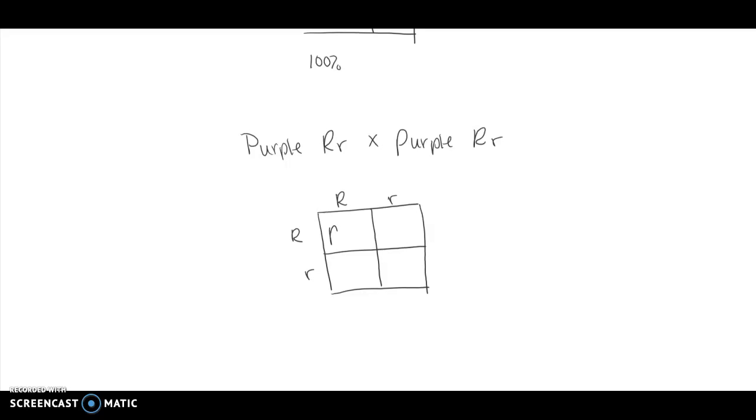So we're going to drop down a big R and another big R from the side. And what about this square? We're going to use a big R and a little r from the top here. And now this box. Another big R and a little r. And lastly, this box. And that's going to be a little r and a little r.